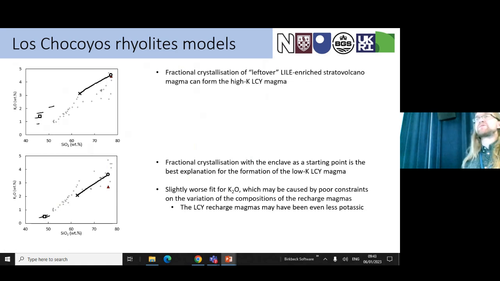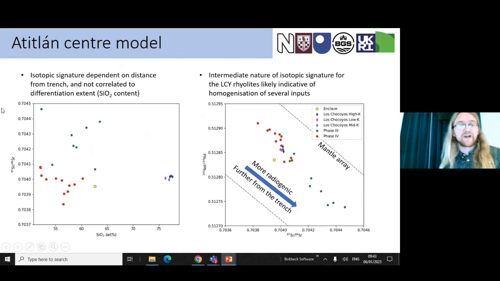This might be because we don't really have great constraints on what the range of compositions we see at recharged magmas. Unfortunately, we only were able to recover the one enclave of analyzable size or non-disaggregation. So it may well be that some of the recharged magmas had less potassium in them, which there may be some evidence for, but I don't really have time to get into all that. The final piece of the puzzle comes from the isotopes.